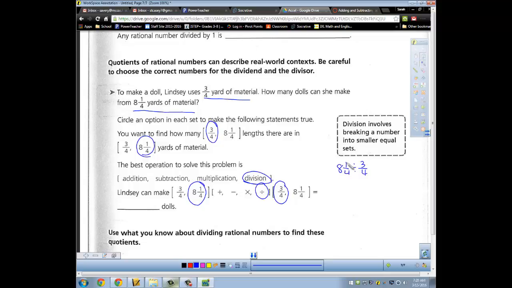4 times 8 is 32, plus 1 is 33 over 4. Change division to multiplication, flip your second fraction. I actually like to cross multiply, so 4 and 4 reduce to 1 and 1. 3 and 33 reduces to 11 and 1. 11 times 1 is 11. 1 times 1 is 1. So we get, it's going to make 11 dolls.